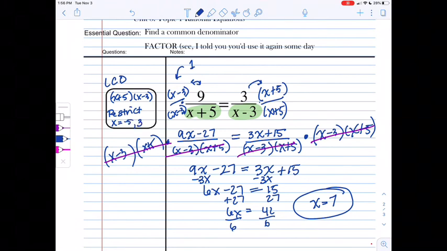That's because if I plugged -5 in here, I'd have -5 minus 5, and that would go to 0. Eek. Okay? Same with here. If I put 3 in, this side would have 0 in the denominator. Eek. Okay, we don't want that.